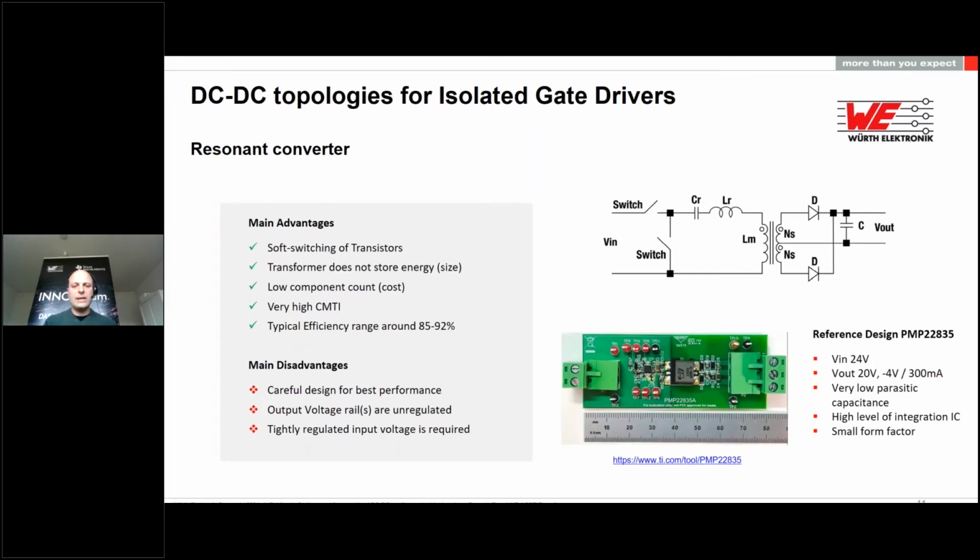A reference design example runs isolated open loop and provides dual outputs, plus 20 and minus 4 volts, up to 6 watts of power from a 24 volt input, featuring a very low interwinding capacitance of 1.5 picofarads.